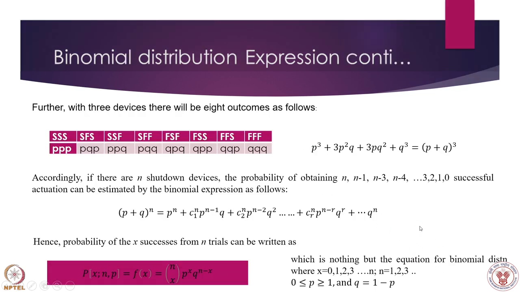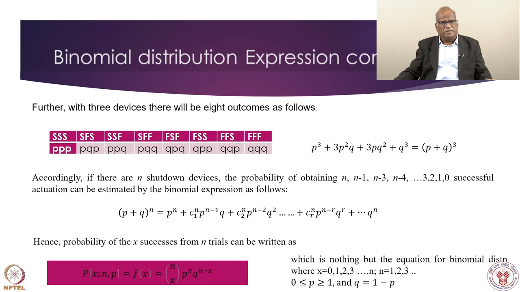Now let us go to the three component stage. With three components, what are the permutations and combinations? Either all succeed, or one will fail, so SSF, with the third one failed; then there is a probability that two components have failed; and then all the components have failed. So you can write the expression as p cube plus 3p square q plus 3pq square plus q cube, which is p plus q whole cube.